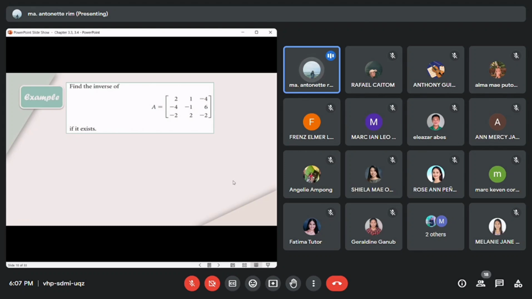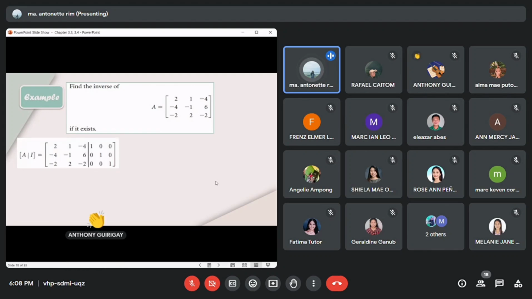Taas-taas ra ba ang process? Taas siya ang process. Murag walay inverse, ma'am. Wala siya inverse. So, correct. Wala siya inverse. So, why? It's not possible nga ma-interchange ang identity since ma-zero ang last row. Okay, thank you, Ma'am Alma and Sir Anthony.